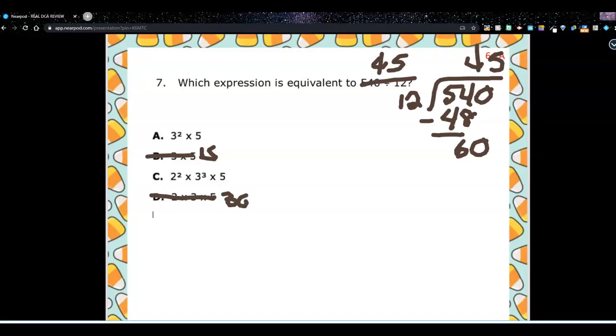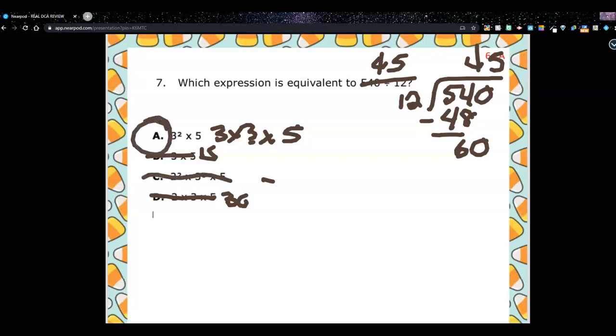So this one will be broken up as 3 times 3 times 5. 3 times 3 is 9, times 5, 45. So that's the answer. That's the answer, for sure.